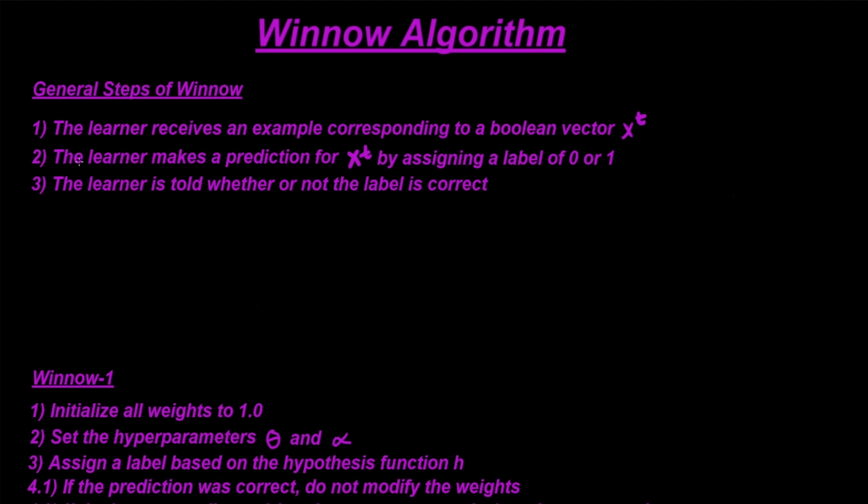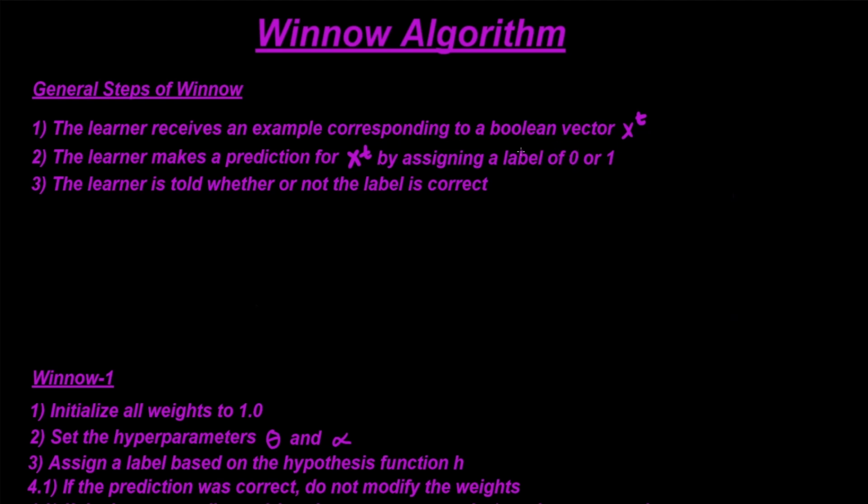Now for step two. Step two is the learner makes a prediction for xt by assigning a label of 0 or 1. This is the important step in my opinion, or I guess it's the goal of the algorithm: we're trying to classify or categorize these Boolean vectors by assigning the correct labels. So essentially, if xt is predicted to be in the particular category that we're talking about, then the algorithm is going to predict a 1 or assign a 1. And if the algorithm predicts that the Boolean vector xt is not in the category, then it's going to assign it a label of 0.